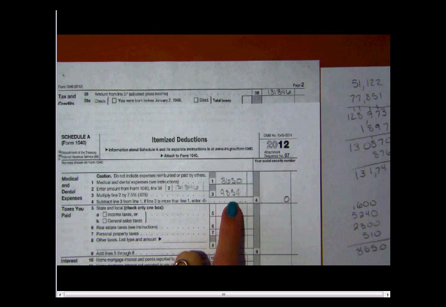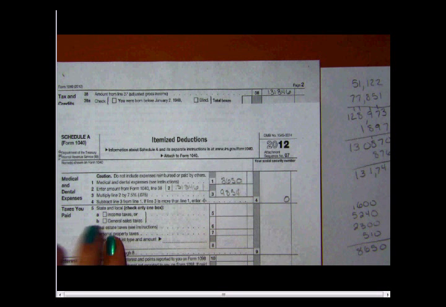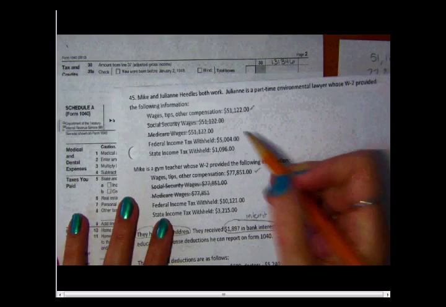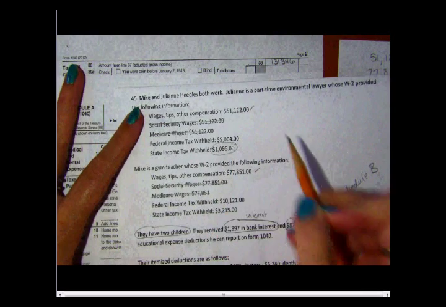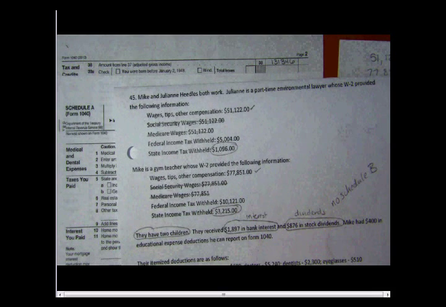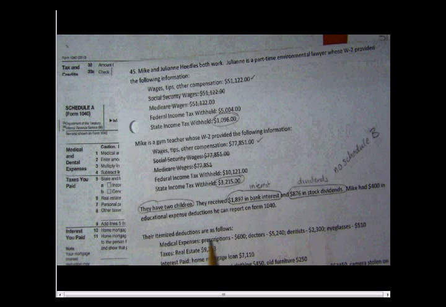Okay. Next section, taxes you paid. We have state income tax, real estate tax.